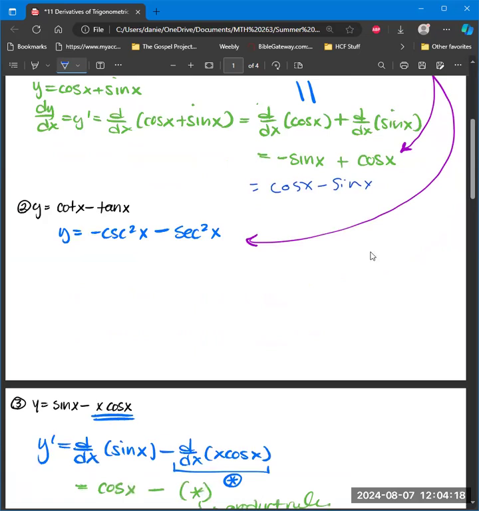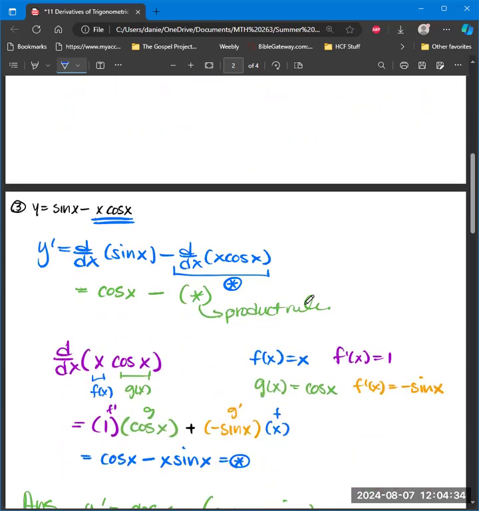The derivative of cotangent is negative cosecant squared. The derivative of tangent is secant squared, and it's a difference there.